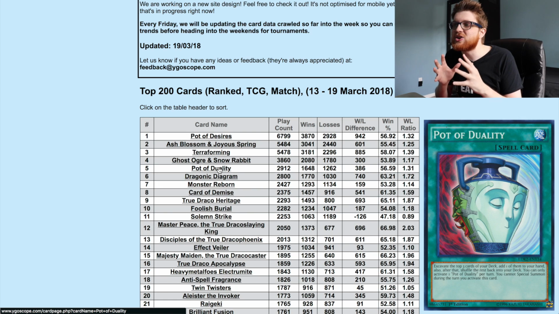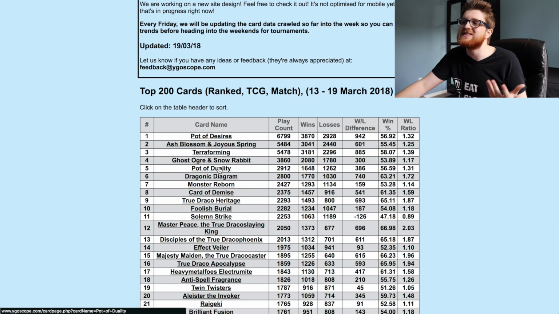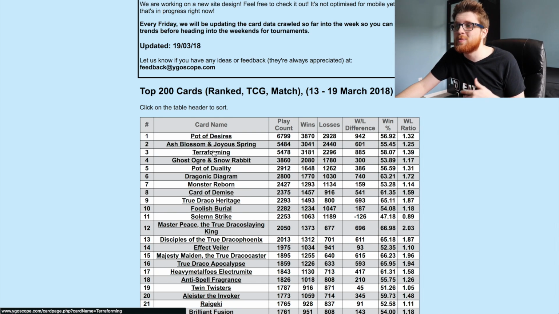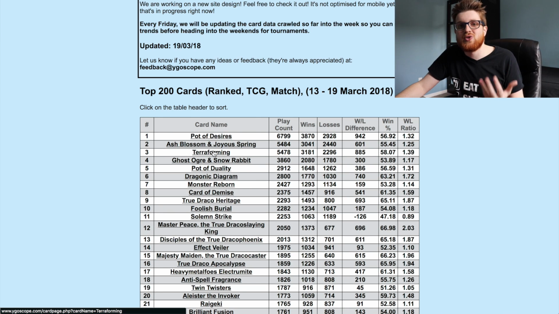So just because a card has a lot of representation doesn't necessarily mean that it's a successfully played card in terms of how well the card does as a whole, but you get to see the frequency at which people are playing these types of cards. And I think staples like Ash Blossom, Ghost Ogre, Desires, Terraforming, these are probably always going to be at the top, so that doesn't really give us a good glimpse of how the decks are performing at the top tiers of competitive play.